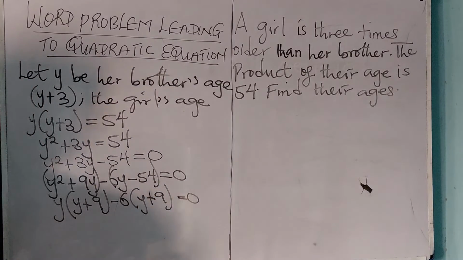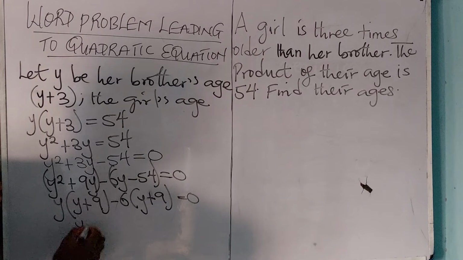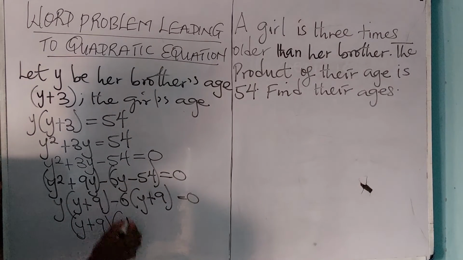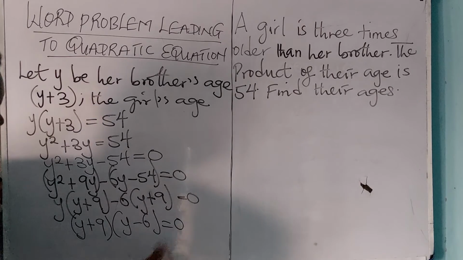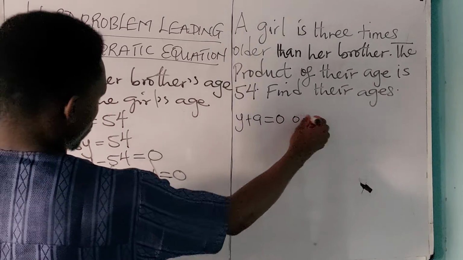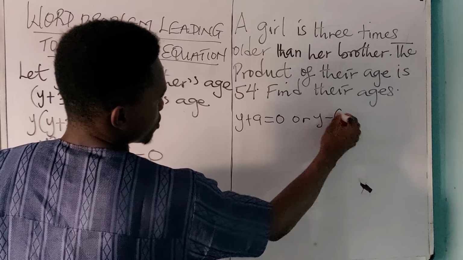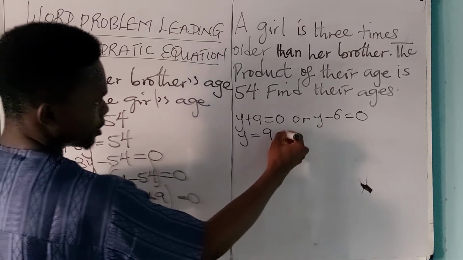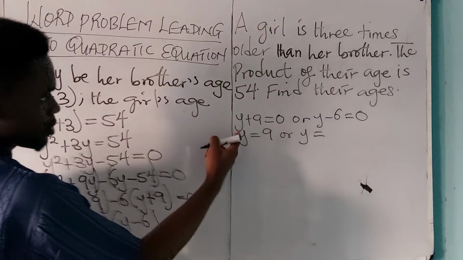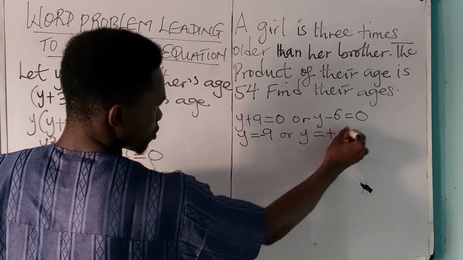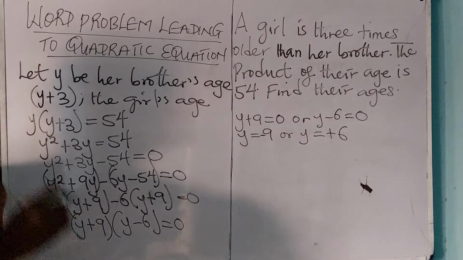Now since I have y plus 9, y plus 9, what do I do? I'll pick one out of the two. I'll now be having y plus 9. Now what am I left with? I have y minus 6. y minus 6 equals 0. Therefore, you say y plus 9 equals 0, or y minus 6 equals 0, which means that y equals minus 9, since it's crossing over, or y becomes plus 6. Okay, so that is what you have.